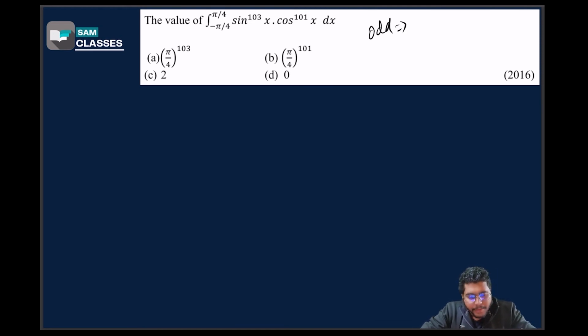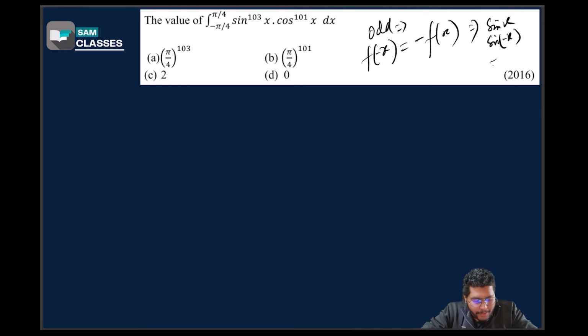An odd function is one where, if I put a minus inside, it just comes out. This is an odd function. You have to keep an example in mind, like sine x, because sine of minus x is equal to minus sine x. If you remember by an example, it becomes much easier.